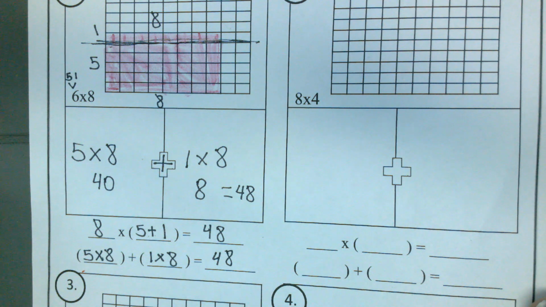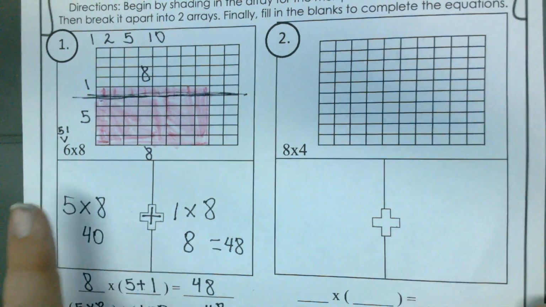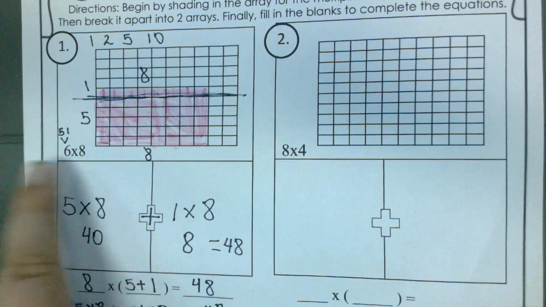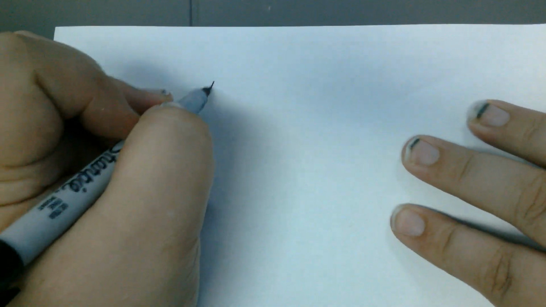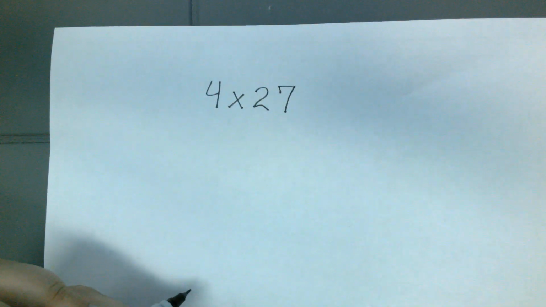So this is how the students do this property. I know it sounds like a lot for them to do. However, we learn this property first with small numbers, because in 3rd grade, they will have to do multiplication problems of 4 times 27.